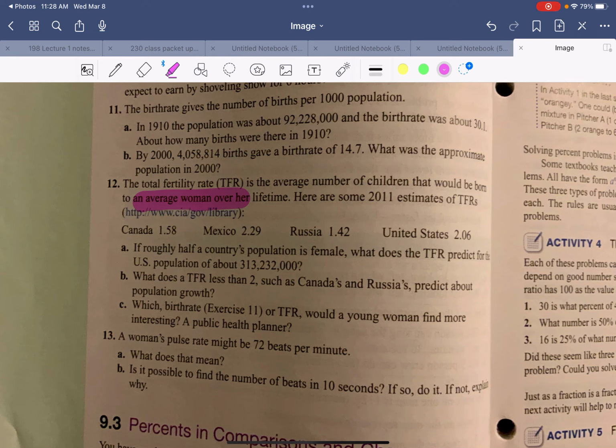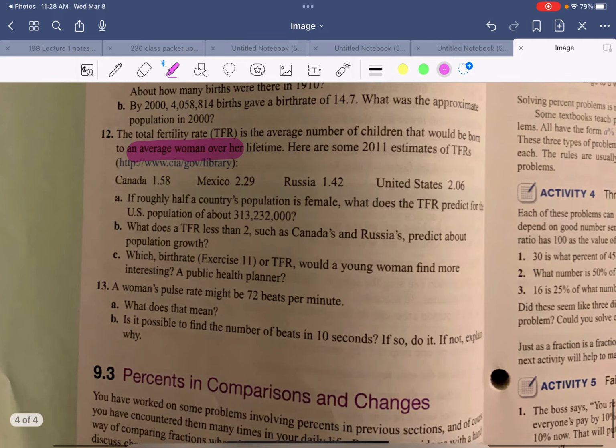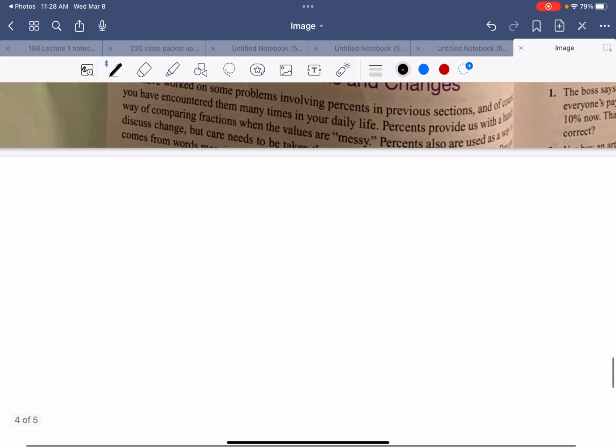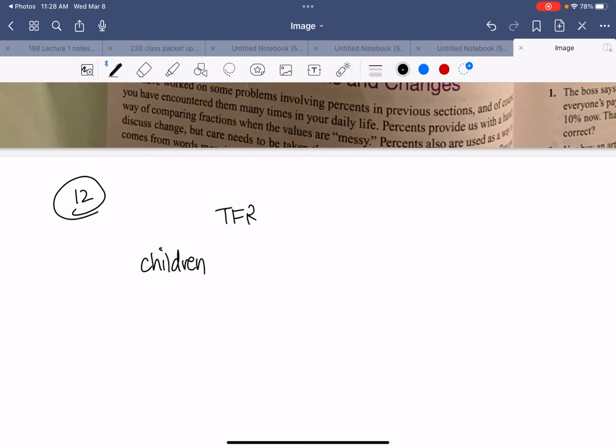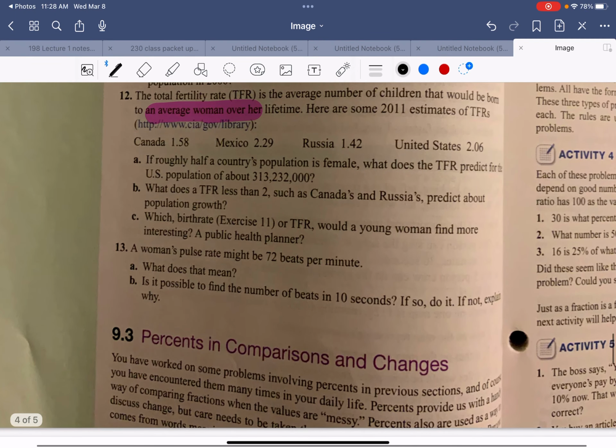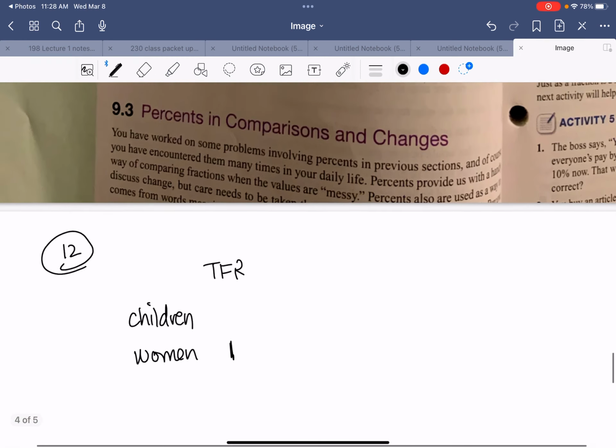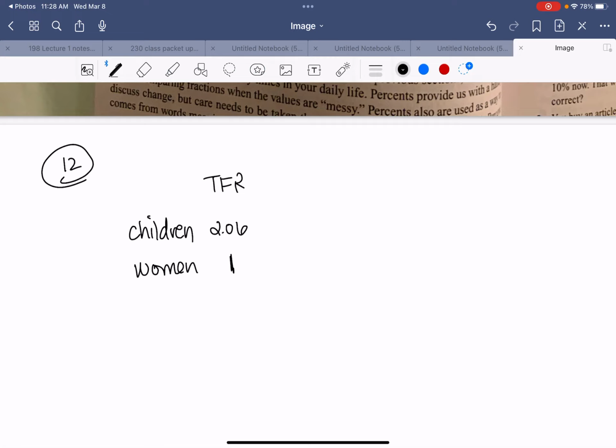And in part A, they ask if roughly half the country's population is female, what does the TFR predict for the U.S. population? So what I want to do is go down here a little bit and set some things up. So that means that my TFR tells me the number of children born per the number of women. In particular, it tells me the number of children born per one woman, on average. And so in part A, they're talking about the U.S. population, and the U.S. TFR is 2.06. So we put in 2.06 children per one woman on average.